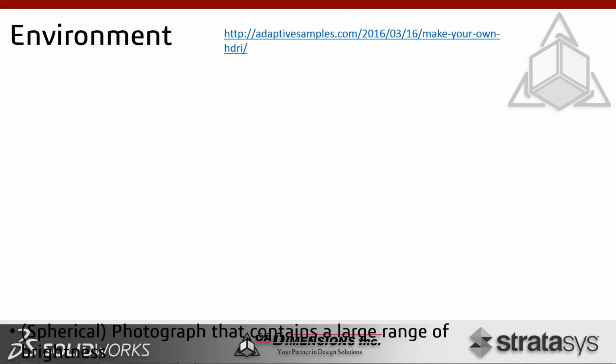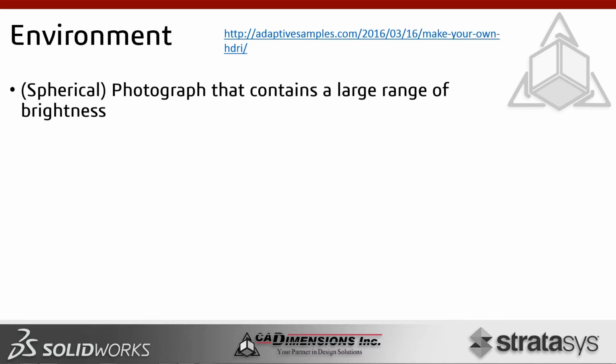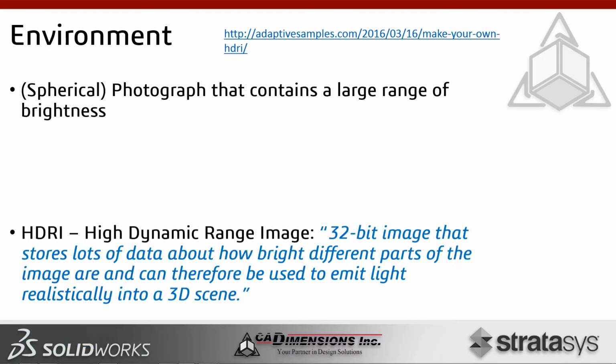Now, an environment is, like I was just talking about, a spherical photograph that contains a large range of brightness, but it also contains a lot of information. When we talk about a large range of brightness, we typically are talking about an HDRI, or a high dynamic range image. Now, let's talk about what that actually means.